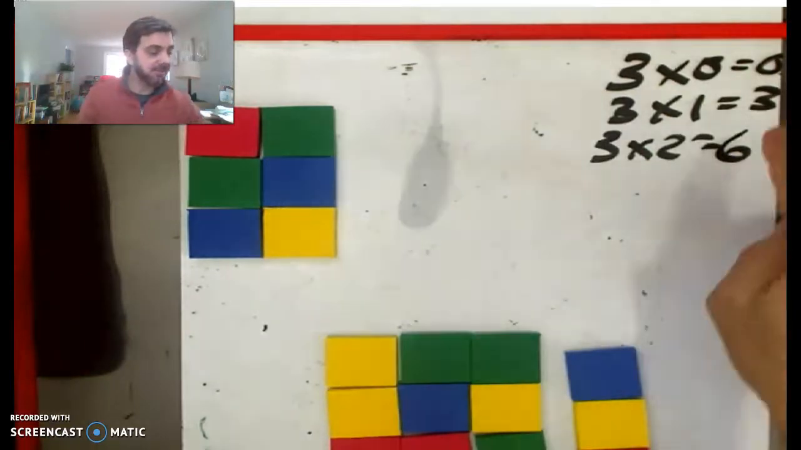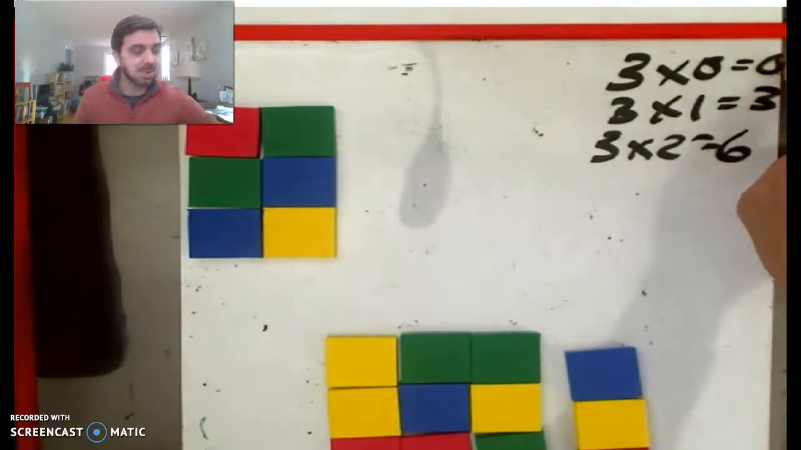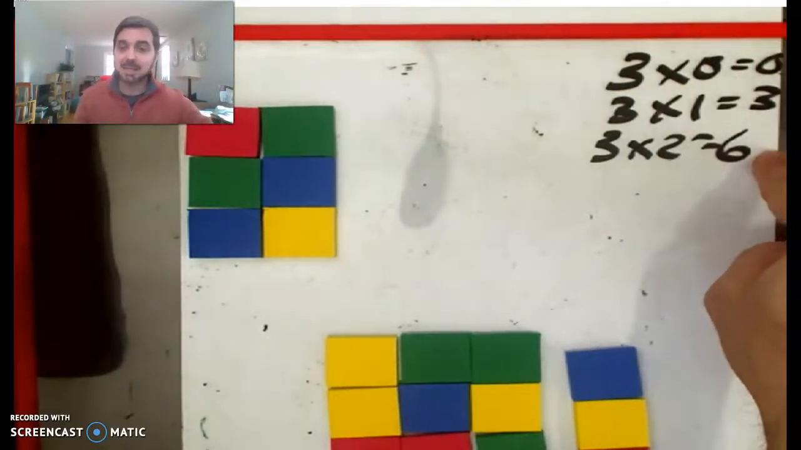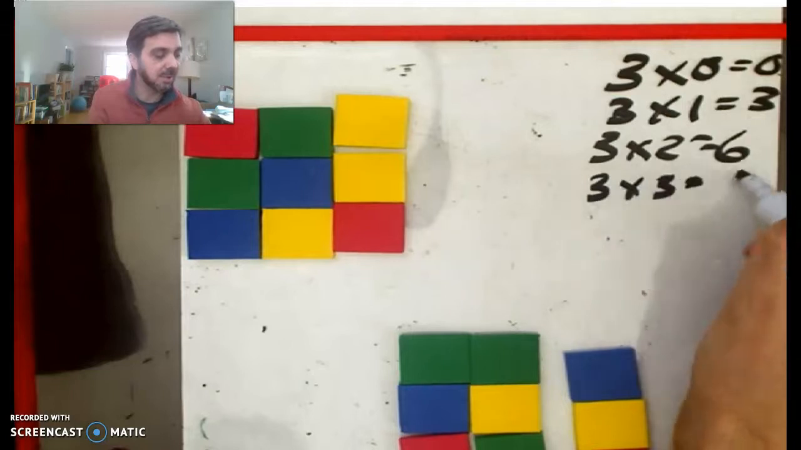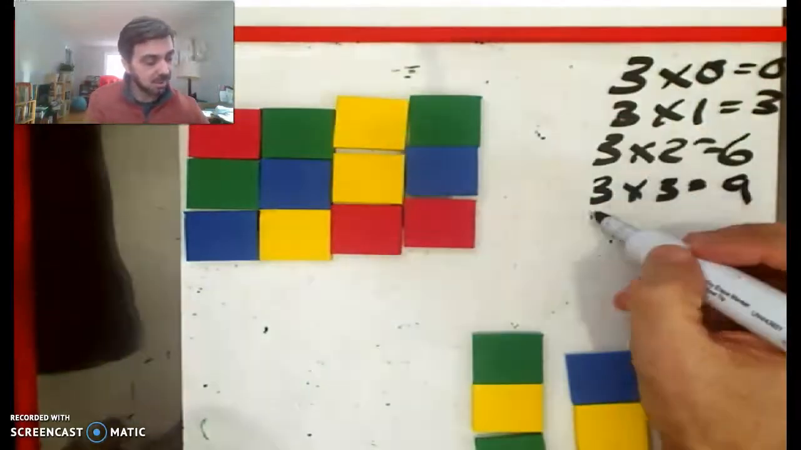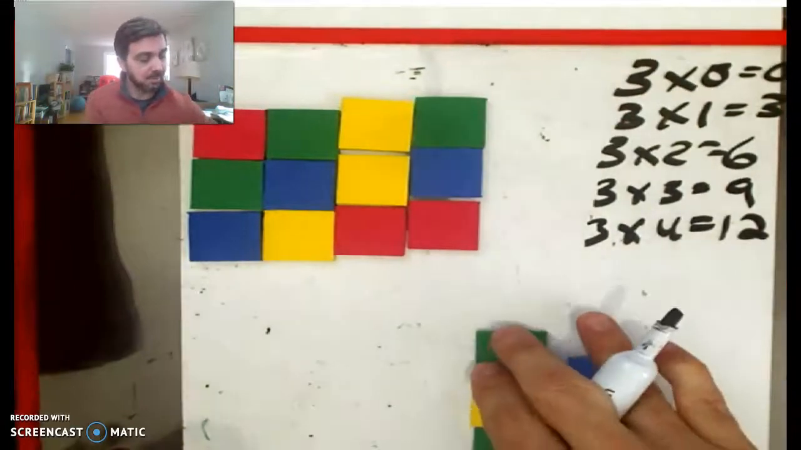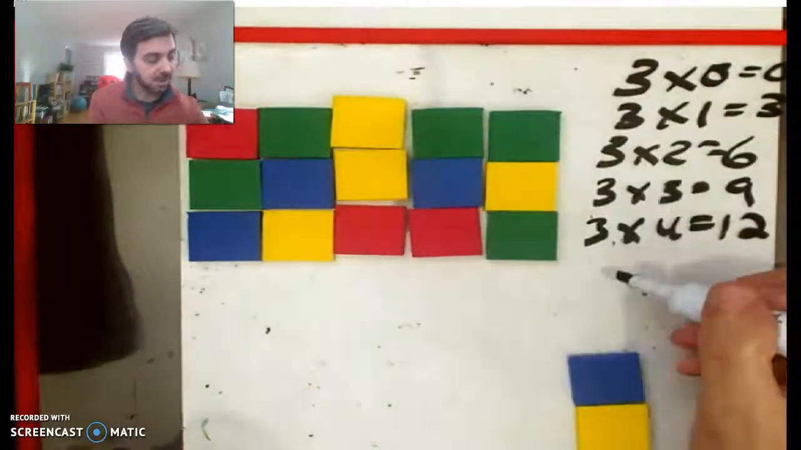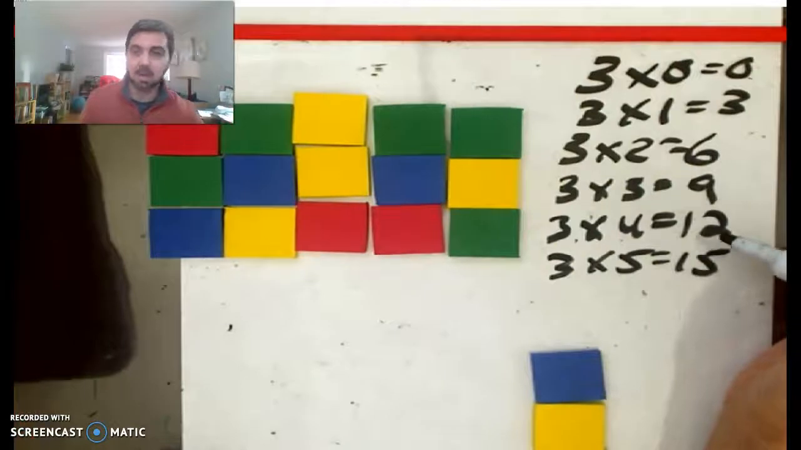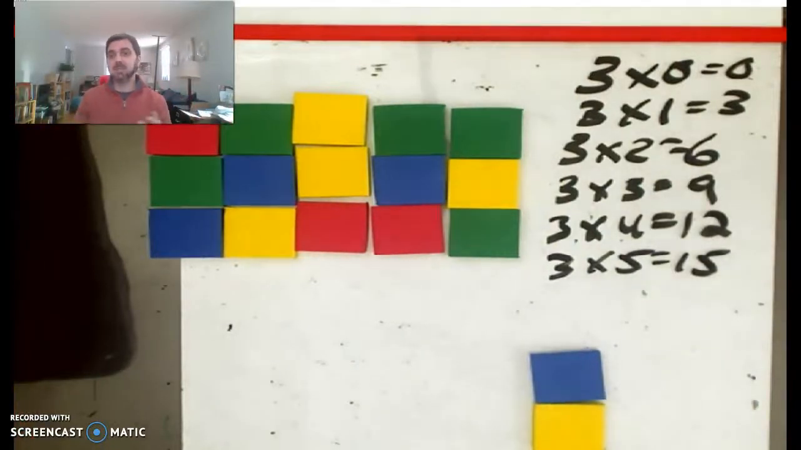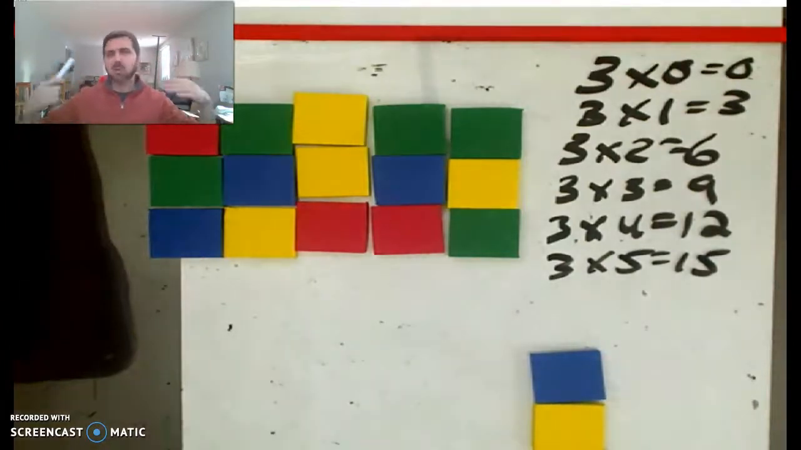But let's list some multiples of 3. So 0 is a multiple, 3 is a multiple, 6 is a multiple. Oh, look at that. 9 is a multiple, 3 times 3. 12 is a multiple, 3 times 4. 15 is a multiple, 3 times 5. So you can kind of see here, right? The multiples of a number are when you skip count by that number, starting with 0. So 0, 3, 6, 9, 12, 15, 18, 21, 24, 27, 30, 33, 36, 39, 42, 45, 48, 51, 54, 57, 60. It goes on and on and on.